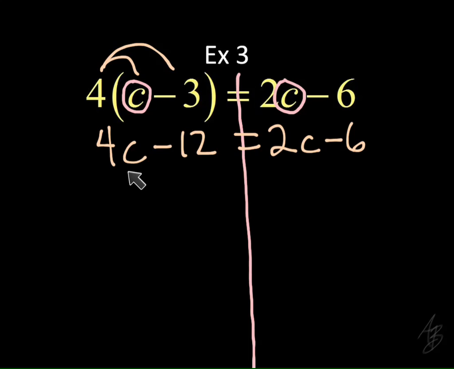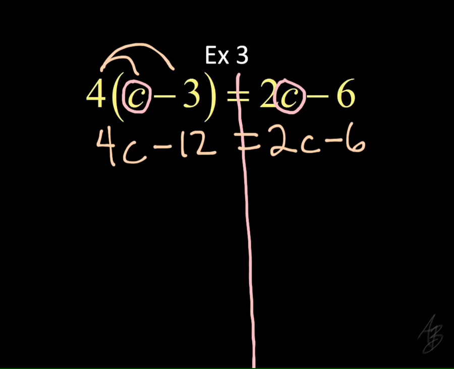Now, after we distribute, we combine like terms, right? So can I combine the 4c with the 2c? Why not? Because they're on two different sides. Exactly. So this is an example of one where there's nothing to combine here. There are no like terms to combine. So we move on to the next step.